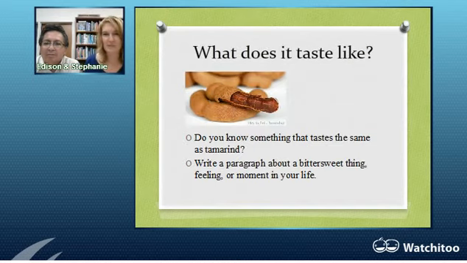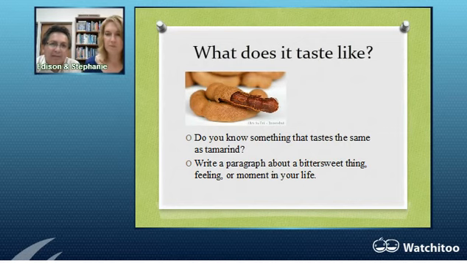Yeah, figurative language. That's a great idea. Okay. Next, we have a picture of a tamarind. What does a tamarind taste like? Yeah, it is kind of bitter, or tart.